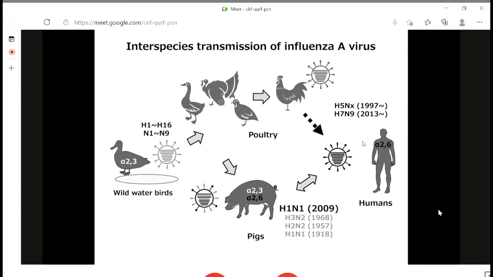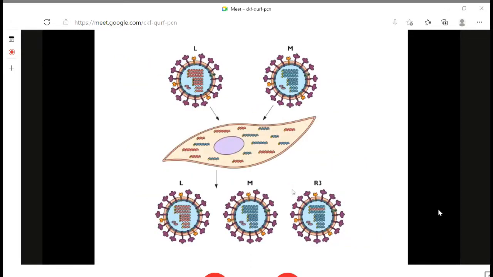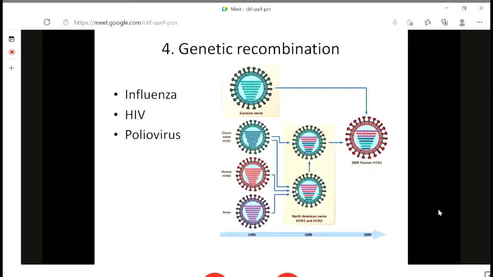So usually these things are happening in nature, and these viruses are exchanging or reassorting their genome segments, and that leads to production of new viruses, which may breach the immune systems and lead to a severe outbreak of flu.